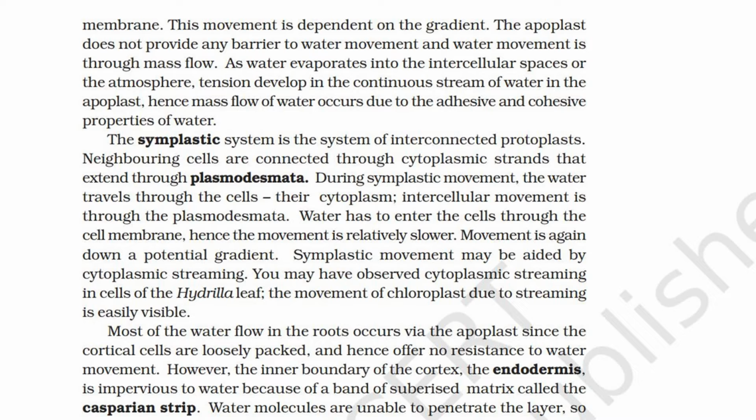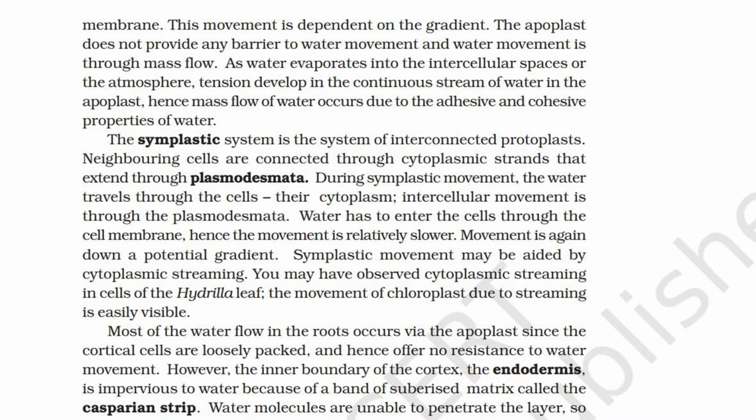You may have observed cytoplasmic streaming in cells of the hydrilla leaf. The movement of chloroplast due to streaming is easily visible. Most of the water flow in the roots occurs via the apoplast, since the cortical cells are loosely packed, and hence offer no resistance to water movement.